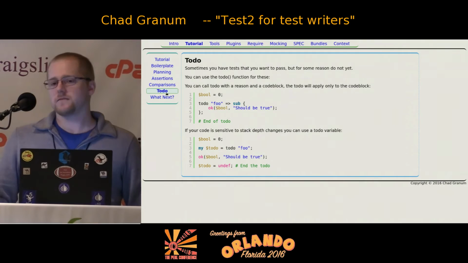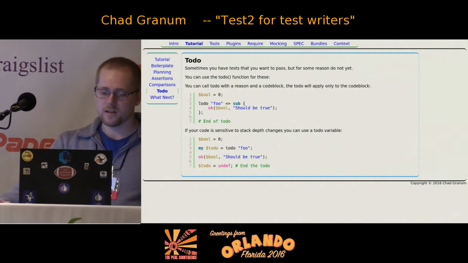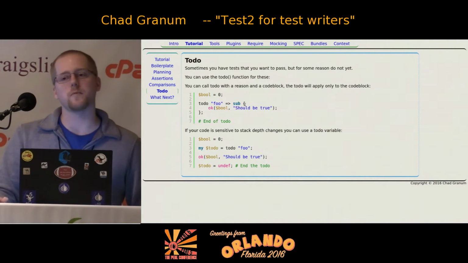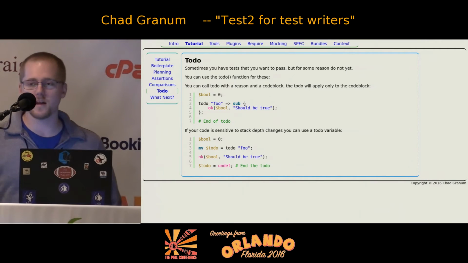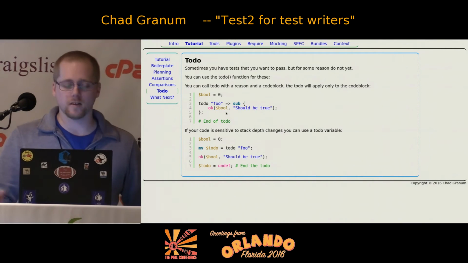That's kind of nasty. No one uses local much these days. So now to-do is a function. You have two ways to call it. You can say, hey, to-do, here's my reason, and here's a sub. Everything in that sub will be under that to-do. Once the sub's done, it's gone. You don't have to clean up.